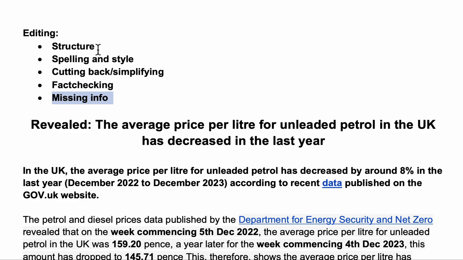If you're going to chop facts out, then there's no point checking those facts. Now we start with structure. Structure's the most obvious thing to start with, and this is simple questions like, does it follow the structure of the style of article that it is? If it's a news piece, which this is, does it tell us the story in the first sentence? So here's the first sentence. Can you read that sentence alone and know what the story is? Or do you need to read further? Well, yes, this first sentence tells us exactly what the story is. The average price has decreased.